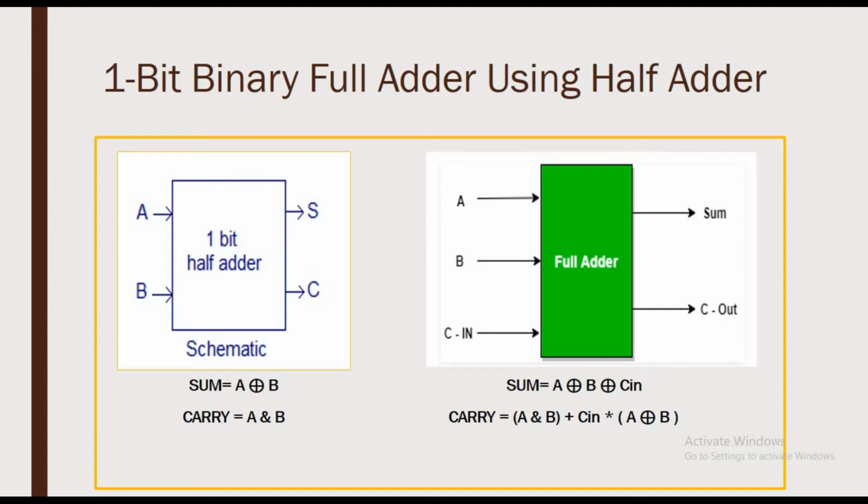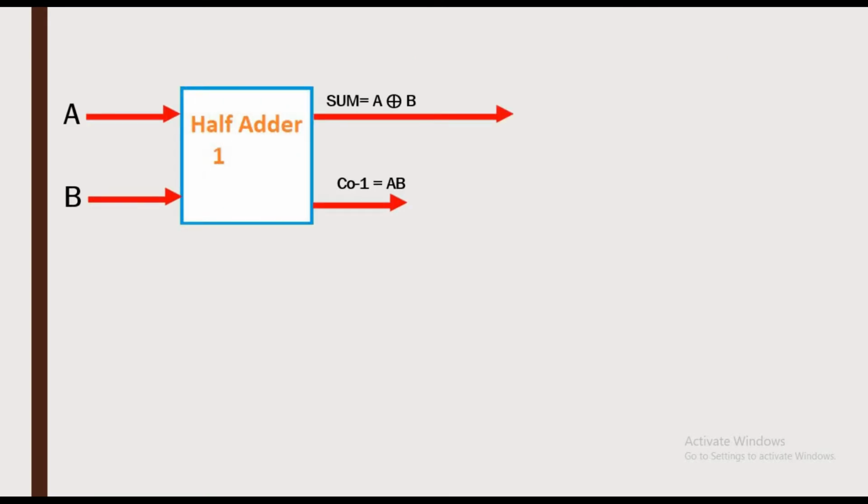So now, how can we develop the full adder using the half adder circuit? Let's watch. First of all, this is our half adder circuit. We have two inputs A and B, and two outputs sum and CO1, meaning carry out 1, which is the output of half adder 1. Now, in order to develop the full adder circuit using half adder circuits, we need two half adder circuits to implement one full adder circuit.